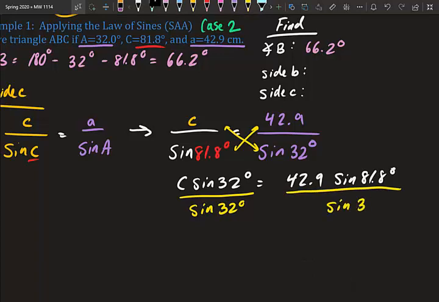And we need to plug this into our calculator now. So I'll actually show you how to do that. I'll show you both ways, if you have a newer calculator or if you have an older calculator.